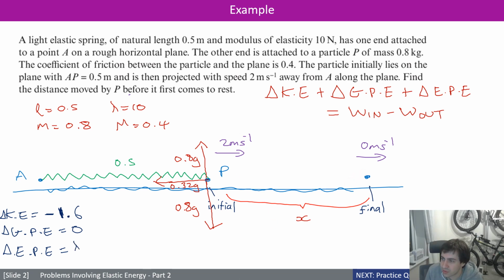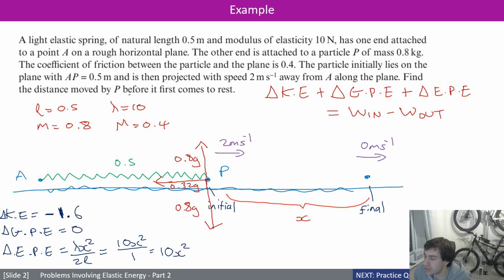squared all over 2L, which in this scenario gives us 10x squared divided by 2 times 1. No, sorry, 2 times 0.5, which is 1, and that's 10x squared. So whatever x is, 10x squared is the elastic potential energy, and that is a positive number because you've gone from 0 to 10x squared. So then the next thing is W in, W out.